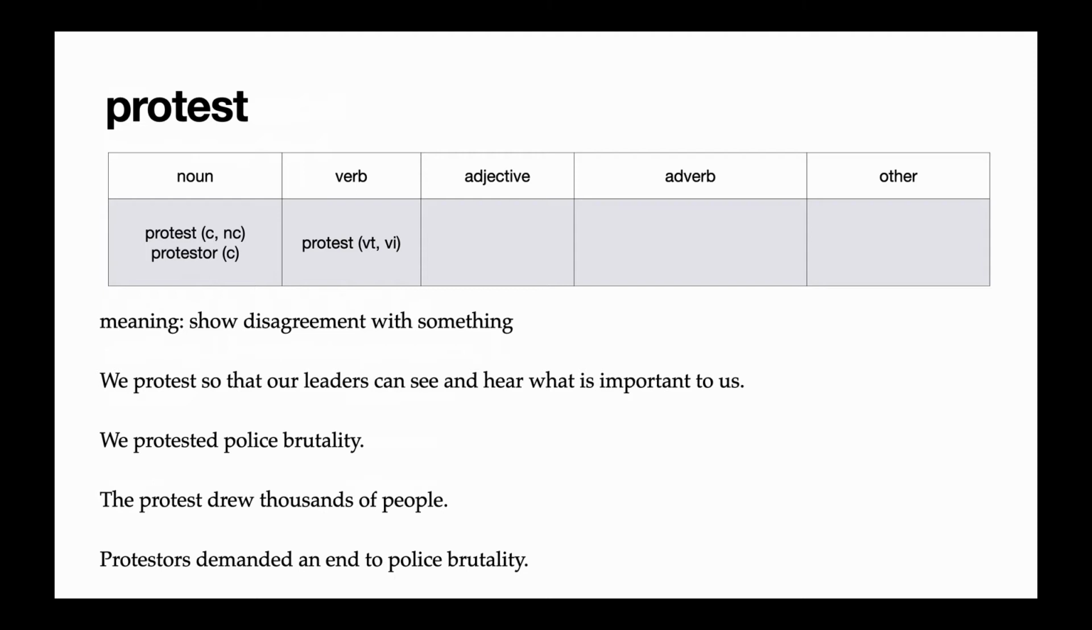The third sentence here, the protest drew thousands of people, is a countable noun. And finally, we have protesters, which are people, of course. Protesters demanded an end to police brutality.